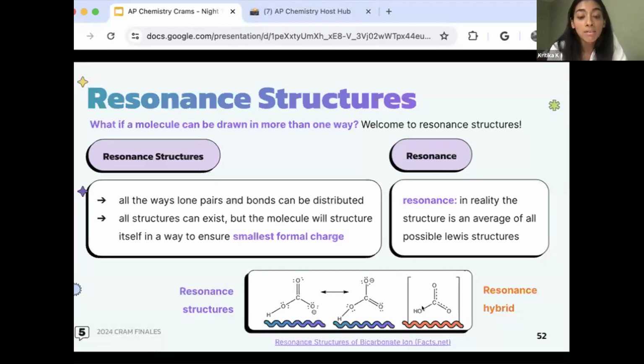And what we have underlined in orange is called a resonance hybrid. So the resonance hybrid is kind of a combination of both of the resonance structures that we just saw on the left. And these dotted lines mean that the double bond can be in both places. It's kind of an average of the two double bond locations.